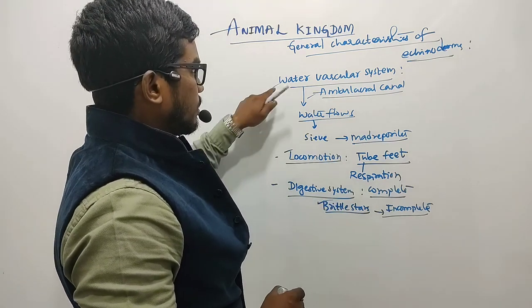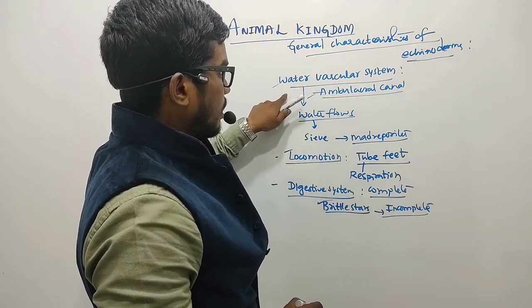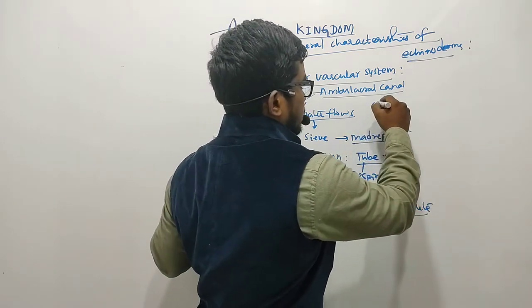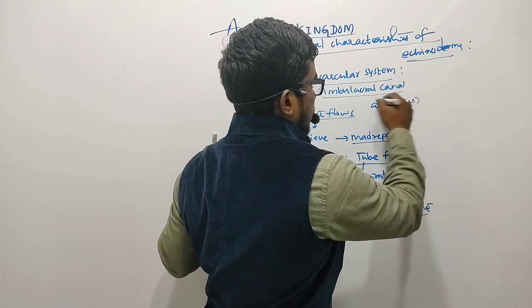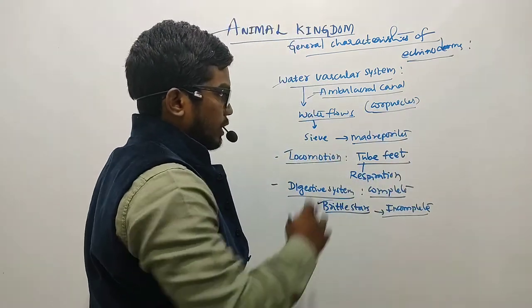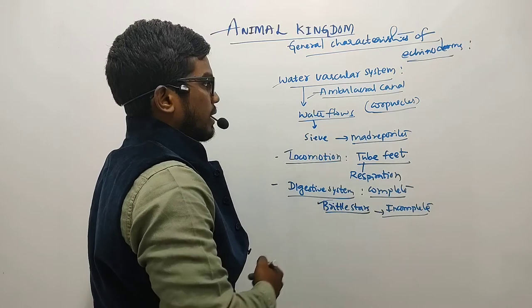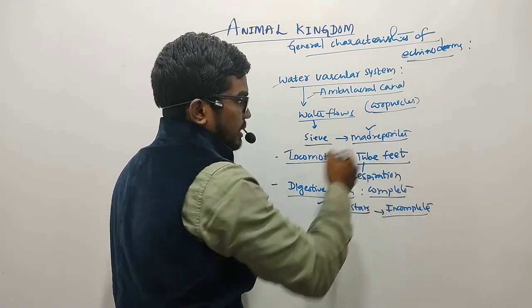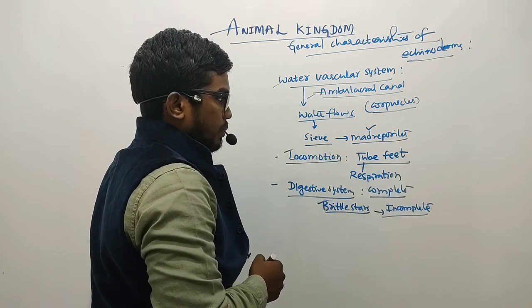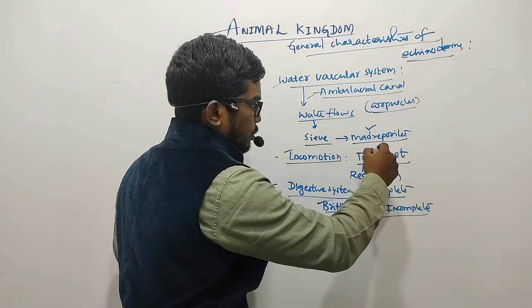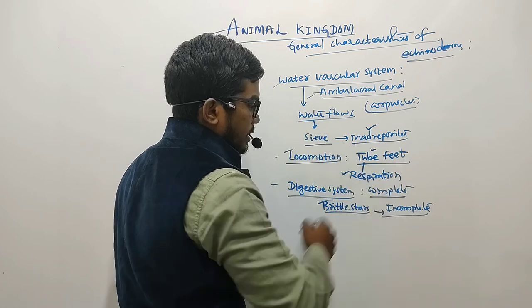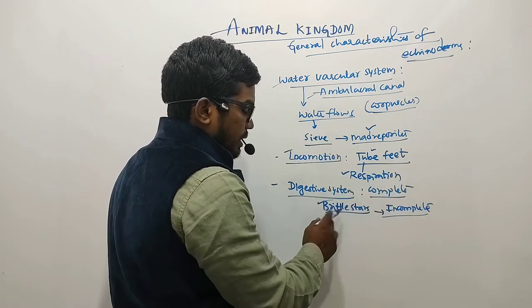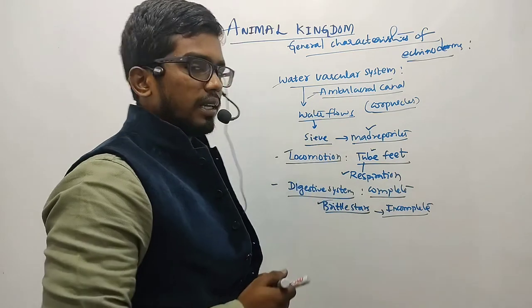So they have a water vascular system or ambulacral canal where water as well as corpuscles are flowing freely in the many tubes. The water moves inside the body through pores, or sieves, called madreporites. Locomotion is through tube feet, but they also help in respiration. Digestion is complete, incomplete with respect to the brittle star.